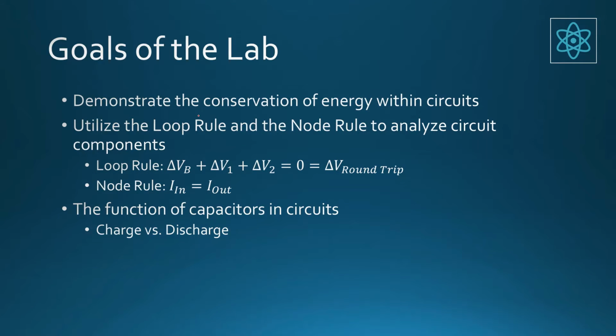The goals of this lab were to demonstrate the conservation of energy within circuits. We utilized the loop rule and the node rule to analyze circuit components. Loop rule you can see here, and the node rule you can see here. We also analyzed the function of capacitors in circuits when they're charging versus discharging.